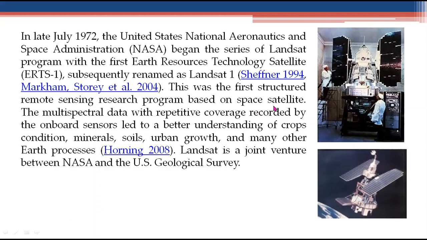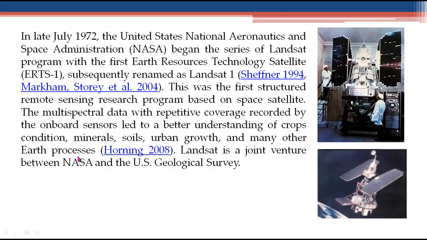Ye pehla ek structured or organized program tha, research program tha, jisko yani space satellite ke through liya gaya. The multi-spectral data with repetitive coverage recorded by the onboard sensor lead to the better understanding of crop condition, minerals, soils, urban growth, and many other earth process.